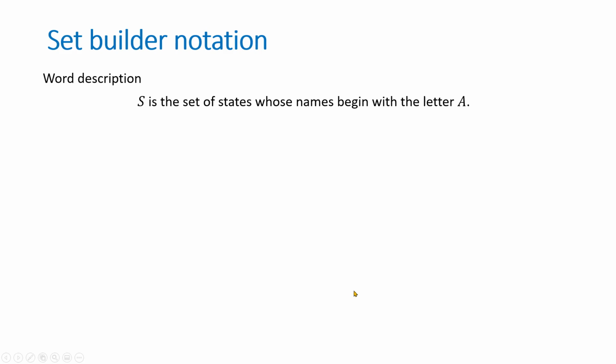And so there are two ways so far of creating sets. One way is using the word description. For example, S is a set of states whose names begin with the letter A. Set S using the roster method would look like this: Alabama, Alaska, Arizona, Arkansas.